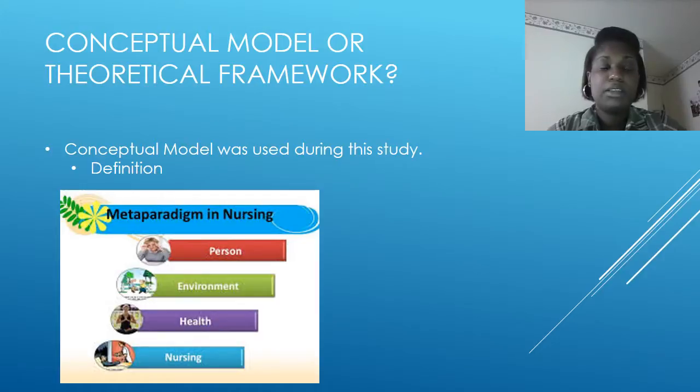As part of the conceptual model, the metaparadigm in nursing is also linked for this study. It does involve the person, the environment, the health, and the nursing. With using these four components, this could help resolve the problem.